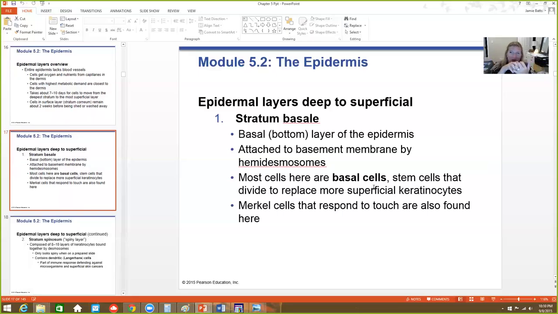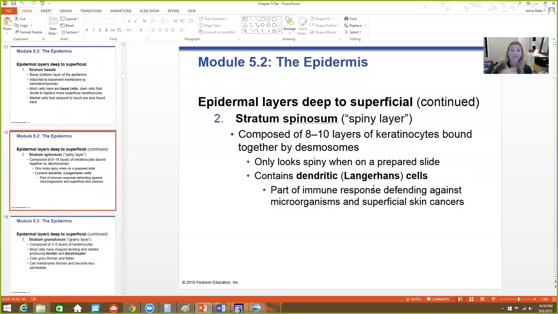These are the ones that allow for stretching and bending and movement, which makes sense if we think about our skin. It can stretch and bend. Those cells are basal cells, and they're basically stem cells that will divide to create more stem cells and keratinocytes. So there's also Merkel cells throughout this layer, and those Merkel cells are touch receptors that are responding to touch.